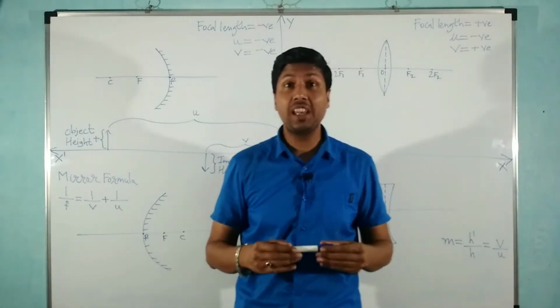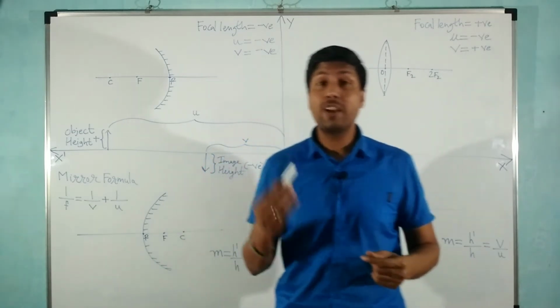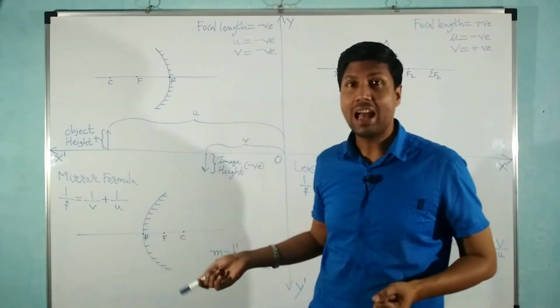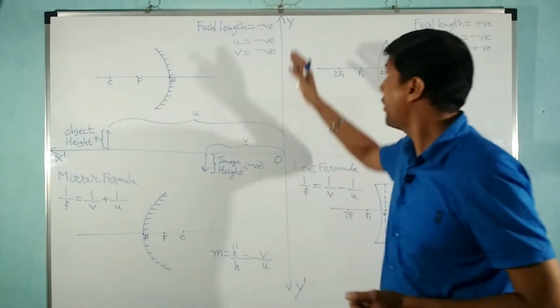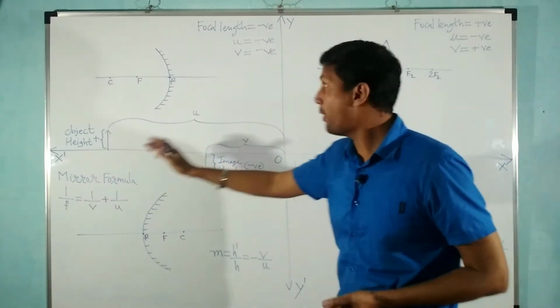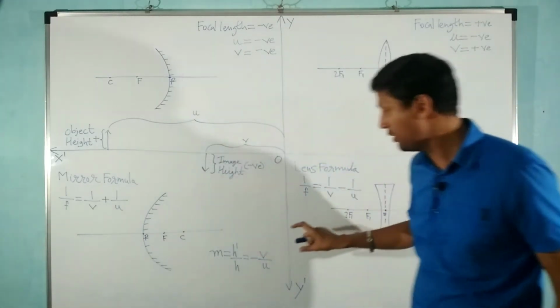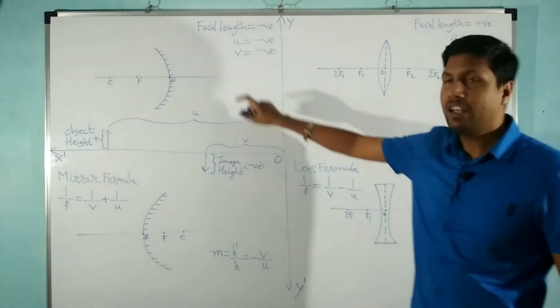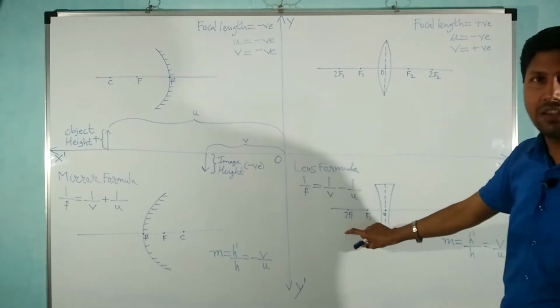Today we are going to see the new Cartesian sign convention in the chapter Light. So we are going to see it about the mirrors as well as about the lenses. You can see that I have drawn a Cartesian plane right here: the positive y-axis, the positive x-axis, the negative x-axis and the negative y-axis. And I have also drawn a concave mirror, a convex lens and a concave lens right here.